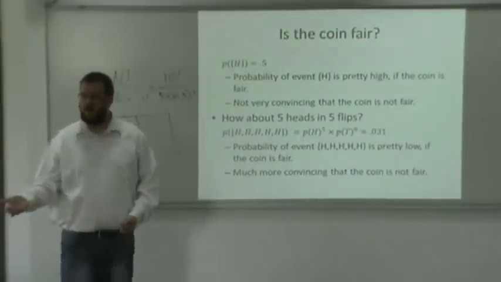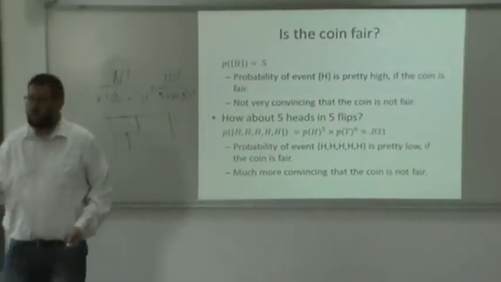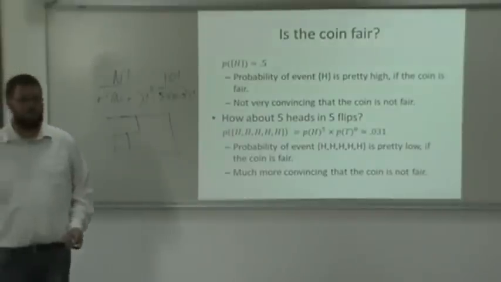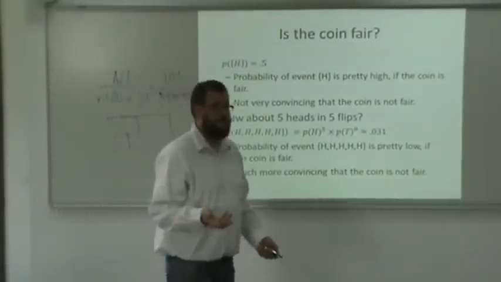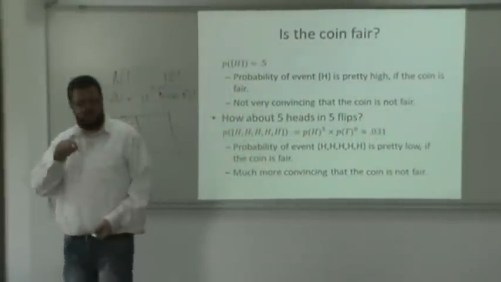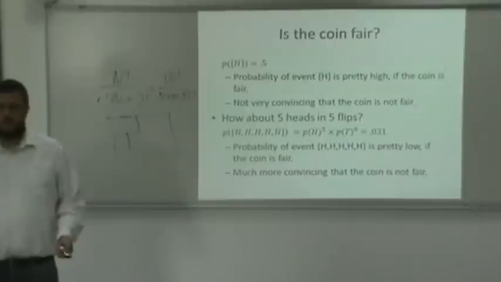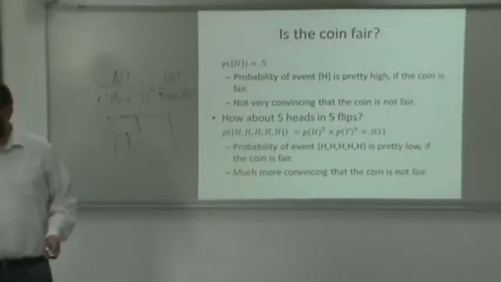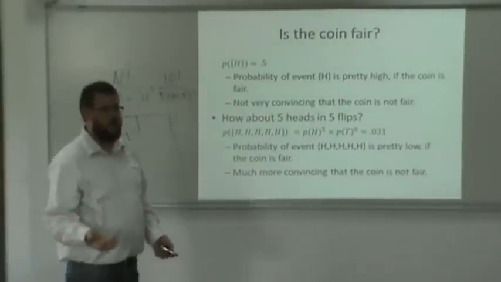Is that enough for you to say, okay, the coin is not fair? You want to flip more? Okay, so we do it 10 times, and we get a p-value of 0.002. Is that enough? Are you willing to conclude that the coin is not fair?